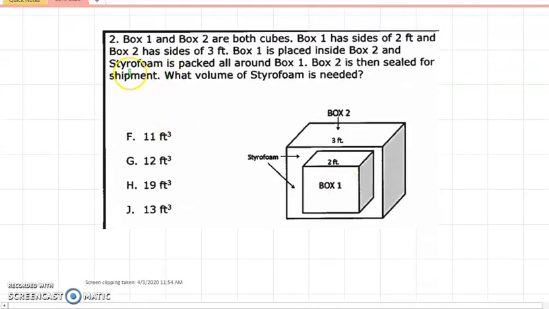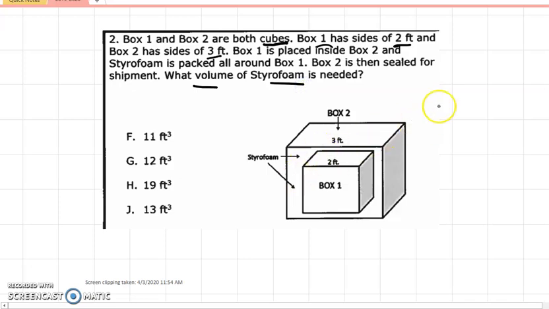It says, sorry, not a box. It says box 1 and box 2 are both cubes. That's important. They're cubes. Box 1 has sides of 2, and box 2 has sides of 3 feet. Box 1 is placed inside box 2, and styrofoam is packed all around box 1. Box 2 is then sealed for shipment. What volume of the styrofoam is needed?